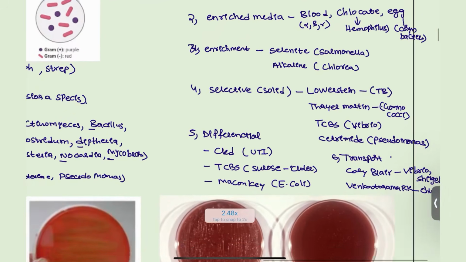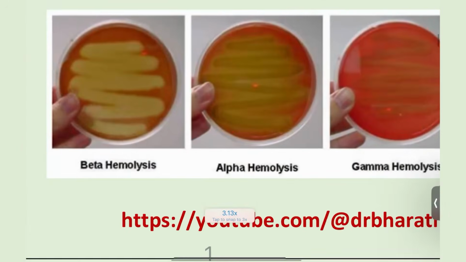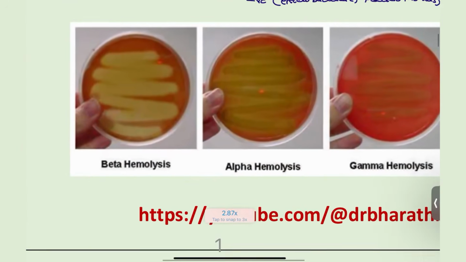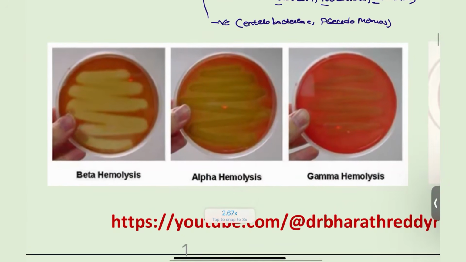These all are the different types of cultures and media that we are going to use. Some other questions can also be asked here, again alpha, beta, gamma. These are going to be the different types, guys. Alpha will give a green color, beta is clear and transparent, and gamma is no change. Why are these colors different? Alpha hemolysis is green because the hemoglobin is only partially hemolyzed, beta is completely hemolyzed, and in gamma no hemolysis has happened.